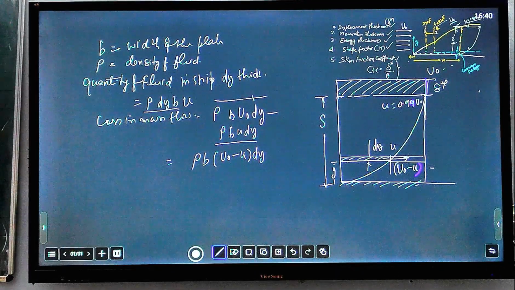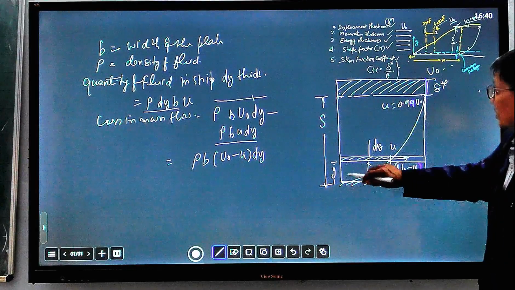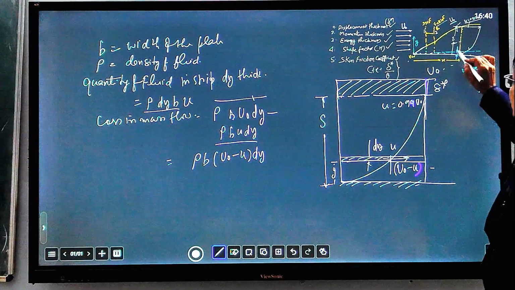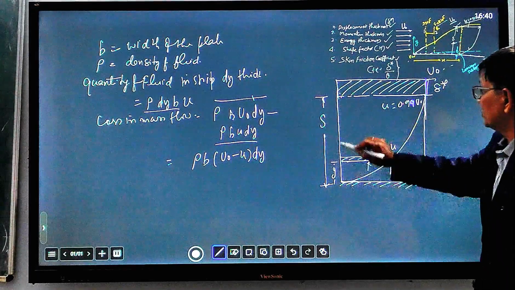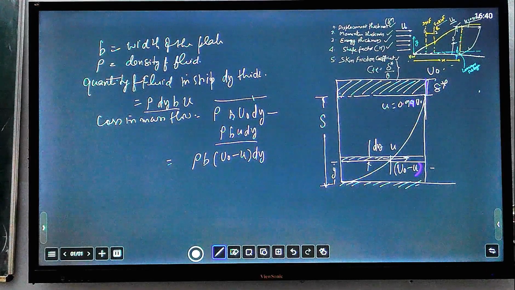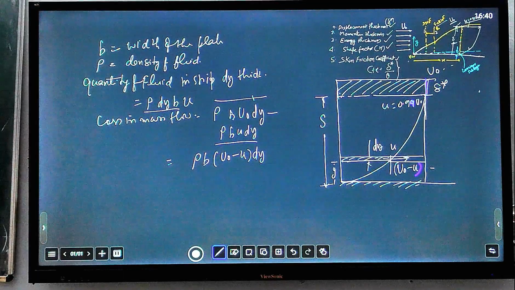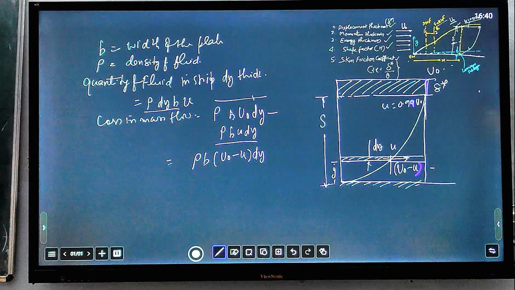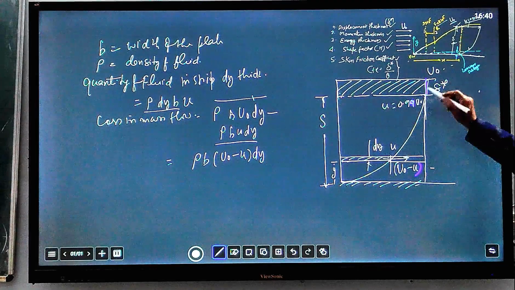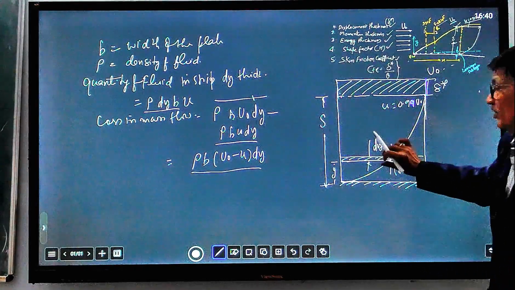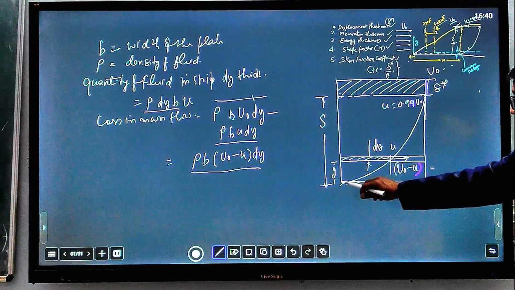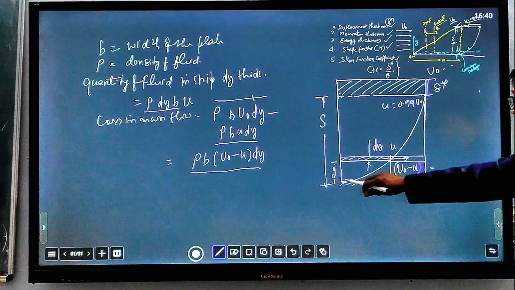So total loss of mass is, how much total loss will take place from this point to this point? In absence of the boundary layer, how much loss is occurring? Because due to presence of boundary layers, this amount of loss is occurring due to this strip. So total loss will be equal to integration of this value from this point to this point.